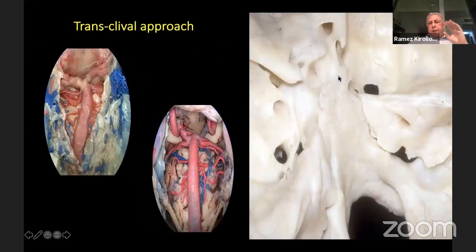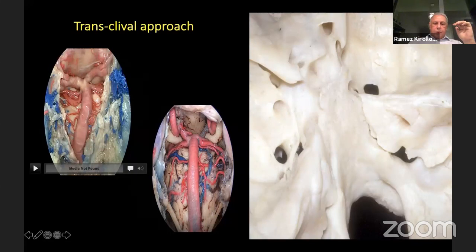So the last part of the talk is related to transclival approaches, and we'll see what the relationship is. So the clivus has a superior third, the dorsum sellae, above the petrous apex, and the middle third, this is the jugular foramen, and a lower third with the hypoglossal nerve there. And the artery related to it, of course, is the basilar artery.